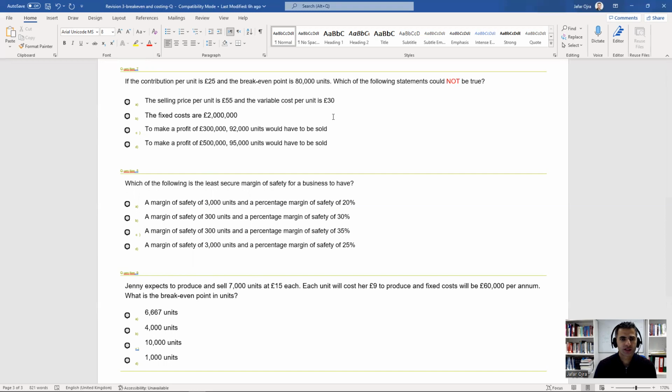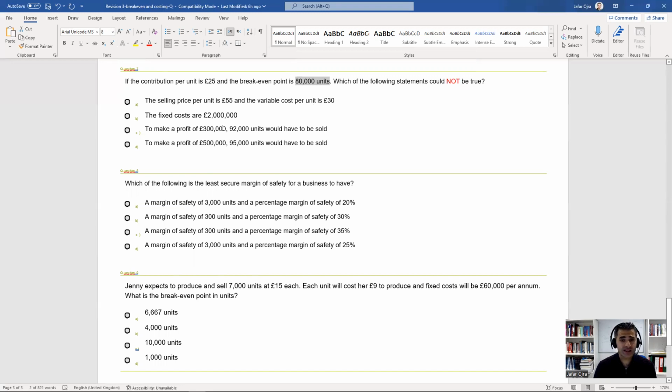Is it true? Second, the fixed costs are 2 million. Actually, it's correct. Why? Because if you calculate the break-even point yourself, which is the fixed cost, 2 million pounds, divided by contribution per unit 25 pounds, you should be able to find 80,000 units, the break-even point in units. So the second one is correct. Is it true? You try it. C, to make a profit of 300,000 pounds, 92,000 units would have to be sold.